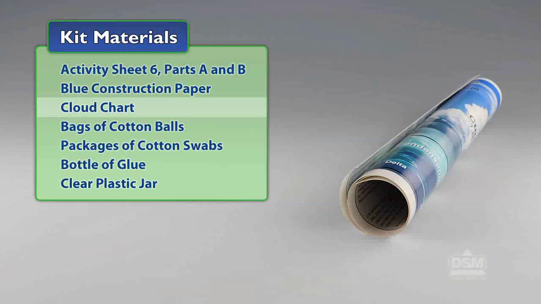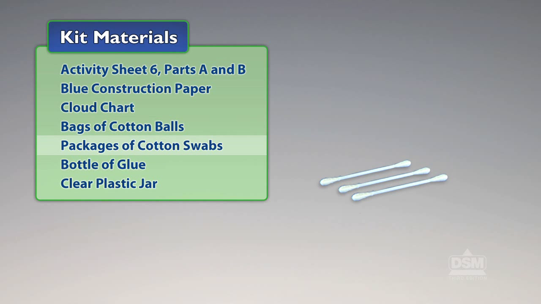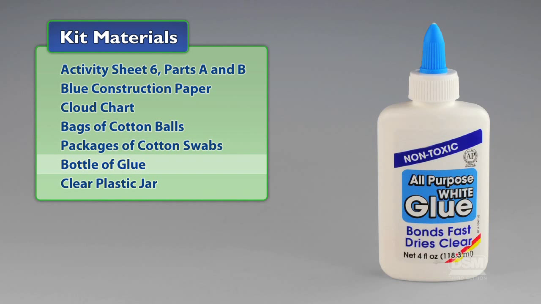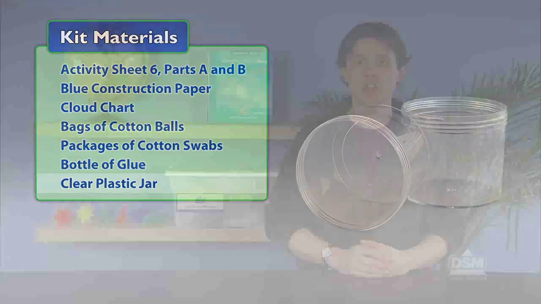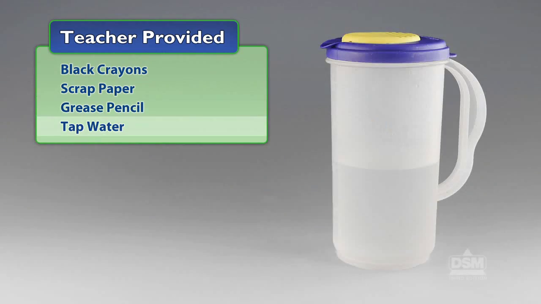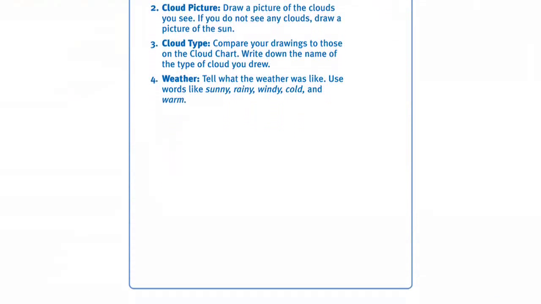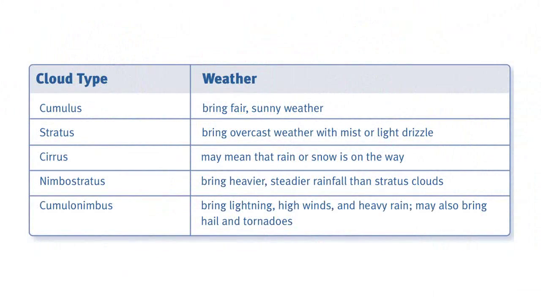paper, cloud chart, bags of cotton balls, packages of cotton swabs, bottle of glue, and a clear plastic jar. You will also need to provide black crayons, scrap paper, grease pencil, and tap water. To prepare for Session 1, make 1 copy of Activity Sheet 6, Part A, and 2 copies of Activity Sheet 6, Part B for each student. In addition, make a copy of the cloud chart for each student.